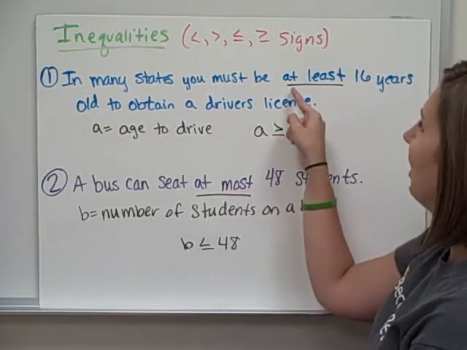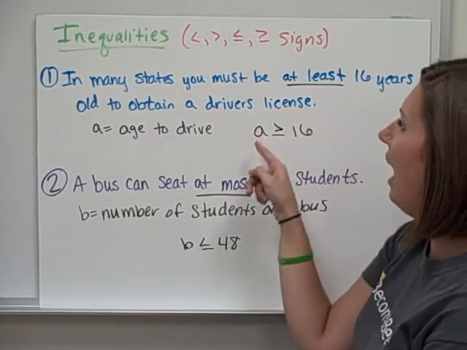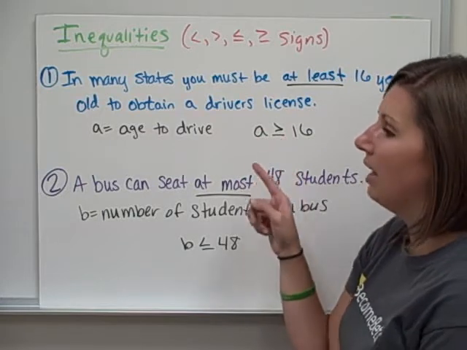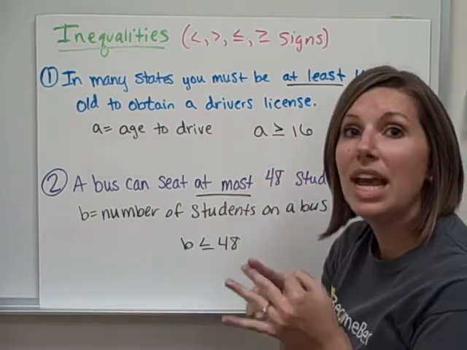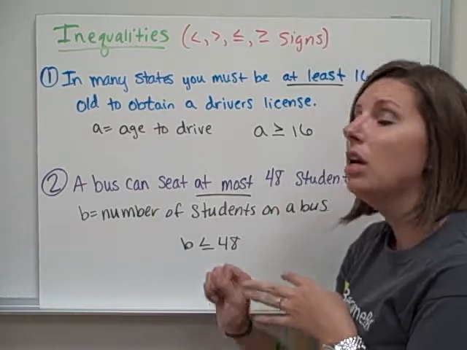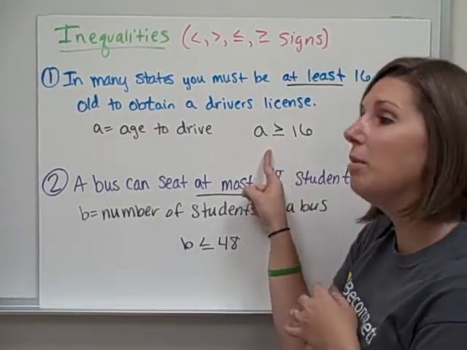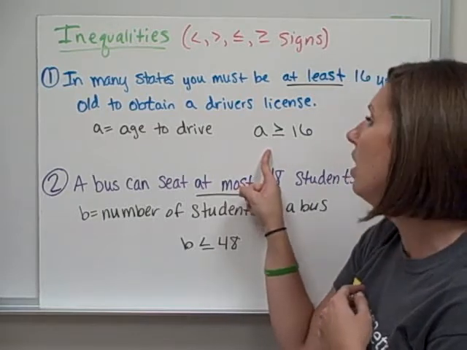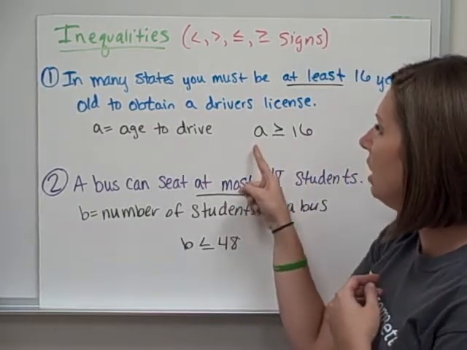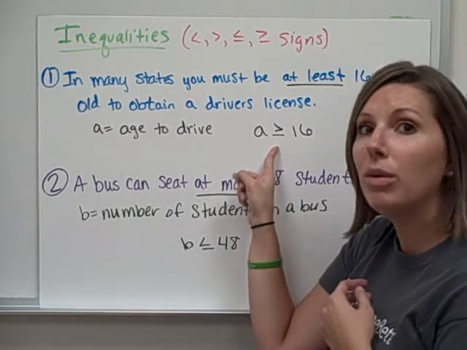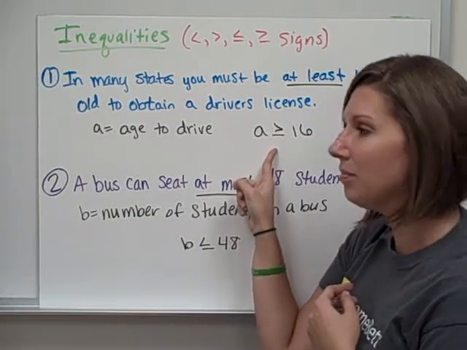So here's our keyword, at least. At least means I could be 16, I could be 17, 18, I could be 100 years old. So I have to be 16 years or older. That's going to be my greater than or equal to sign. So here's my inequality statement. A is greater than or equal to 16.